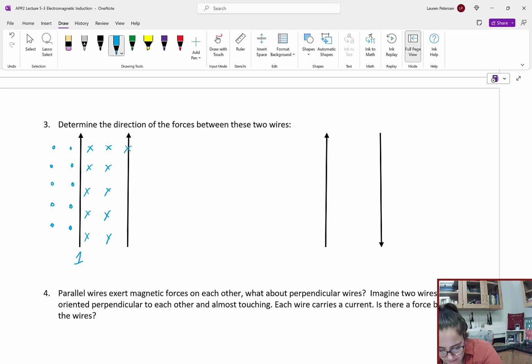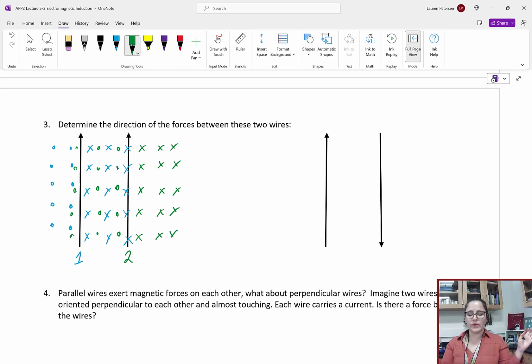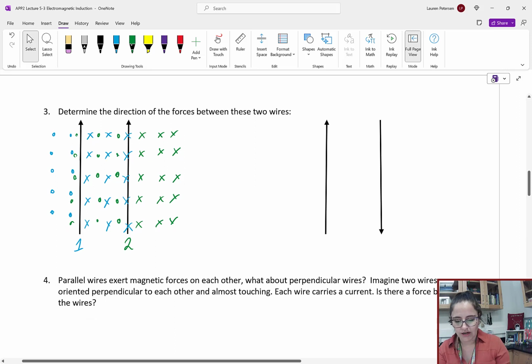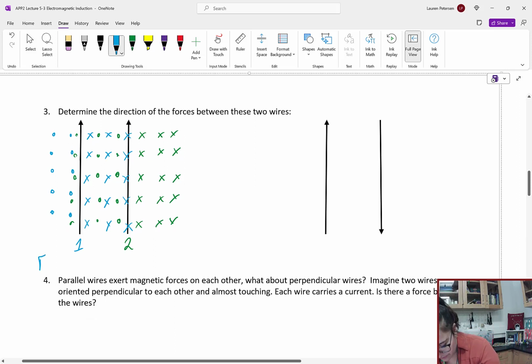Now I'm going to go ahead and extend this just a little bit. And then if we look at wire 2, it has the same direction of the current, so it has the same direction of the magnetic fields. Into the page on this side, and out of the page on this side. So we can see at a point directly in between the wires, the magnetic fields will cancel out because they're going in opposite directions.